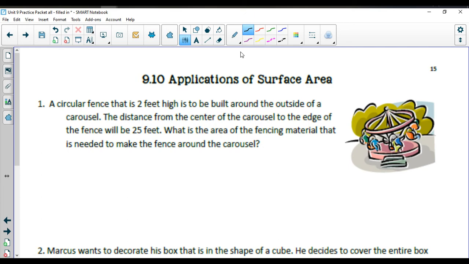Lesson 9.10, Applications of Surface Area. This is your practice packet starting on page 15.